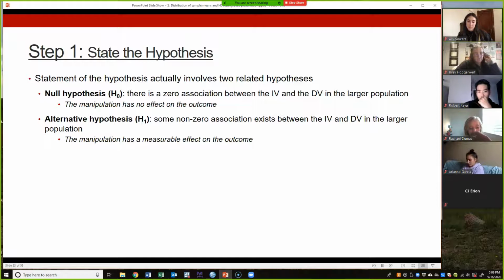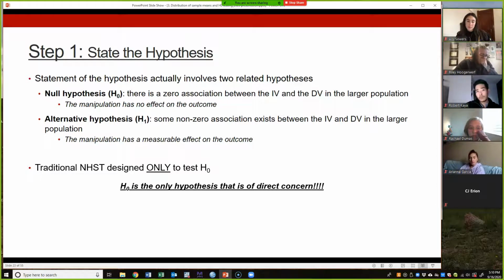Okay? Our alternative hypothesis is going to make a statement about some association or some difference across groups, or between an independent variable and dependent variable, again in the larger population. Okay, we're essentially saying that whatever manipulation we've done has some impact or some measurable effect on our outcome. Okay.